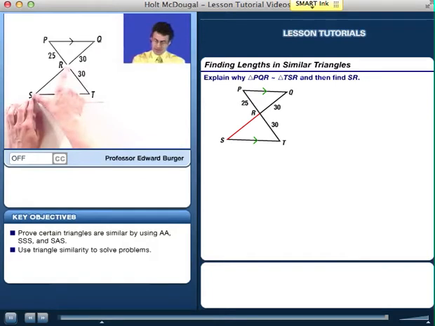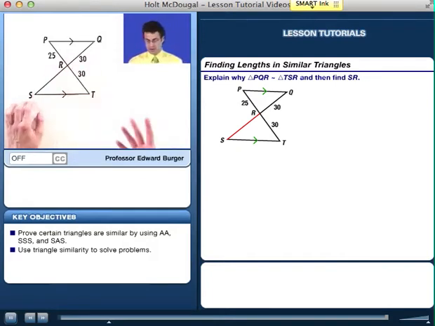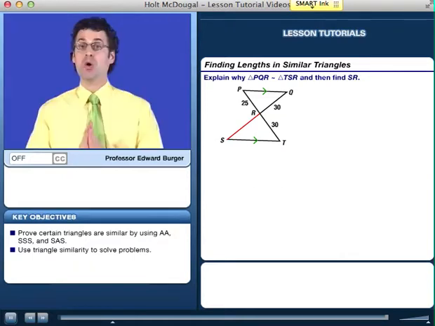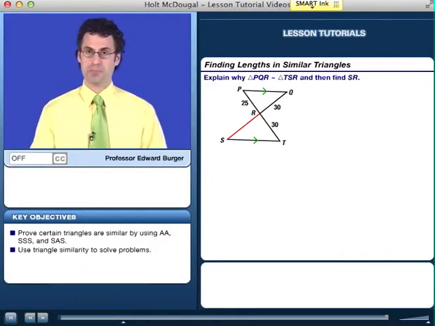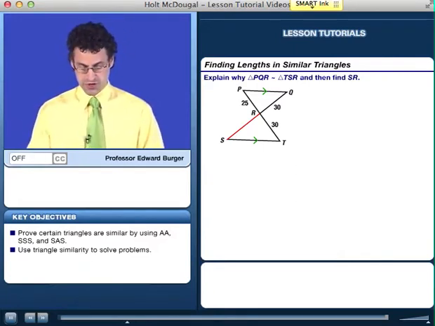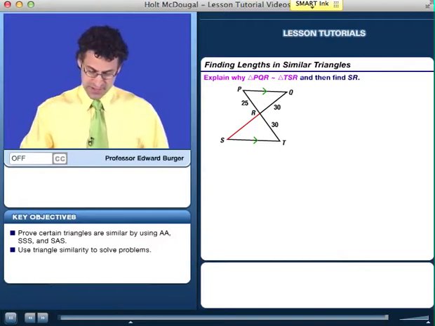Well, it seems like maybe we don't have enough information because, wow, I don't know a lot of stuff. I just know a couple of things here. These are parallel. How could I possibly proceed? Well, this is where the power of similar triangles comes into play. If we can show these two triangles are similar, then we can set up an appropriate proportion. Well, let's take a look and see.